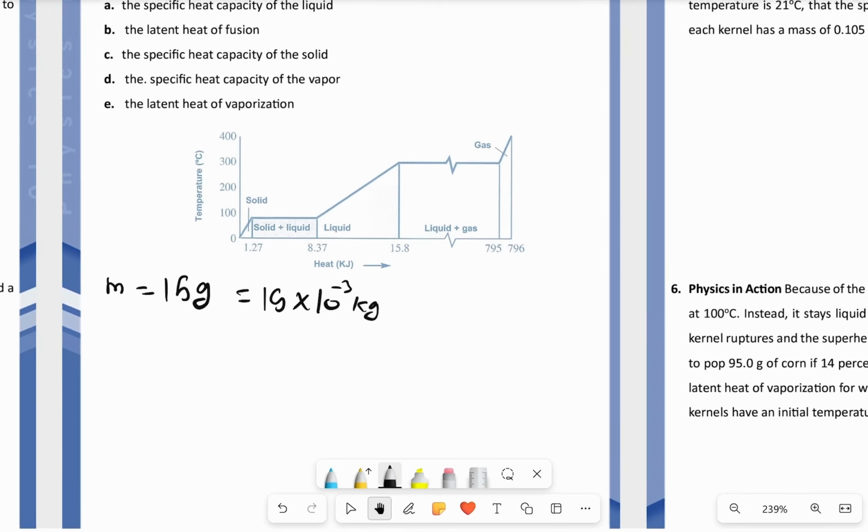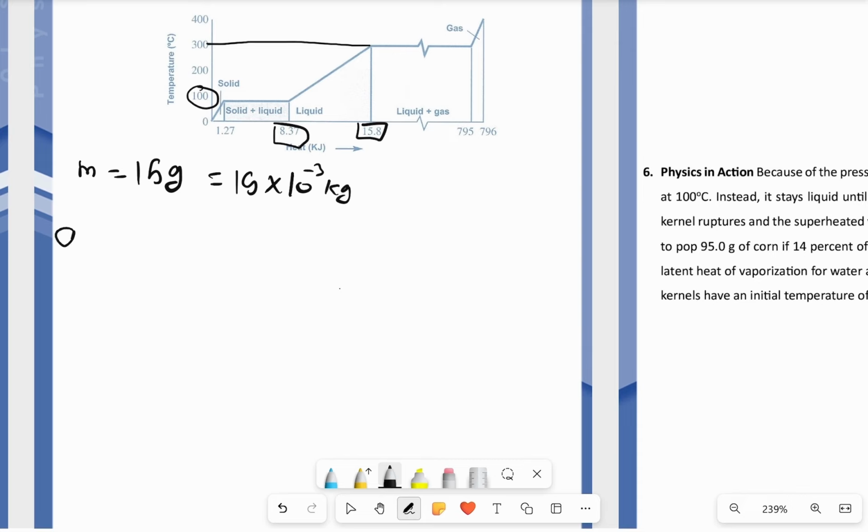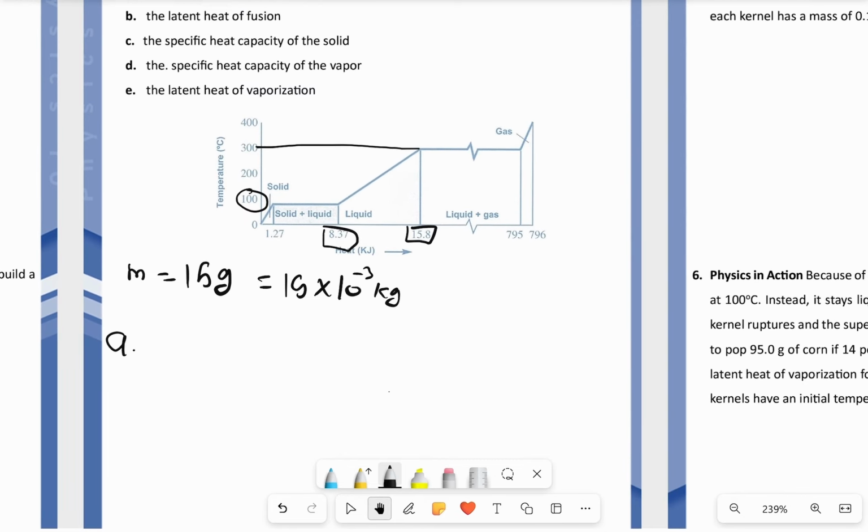Question A says the specific heat capacity of the liquid. So where is the liquid? We are trying to find the specific heat capacity for the liquid. This is the liquid part, okay? It is from, always subtract the smaller one from the bigger one, careful, 15.8 kilojoules and 8.38 kilojoules, from 100 temperature to 300 temperature. So A needs the specific heat capacity of the liquid.